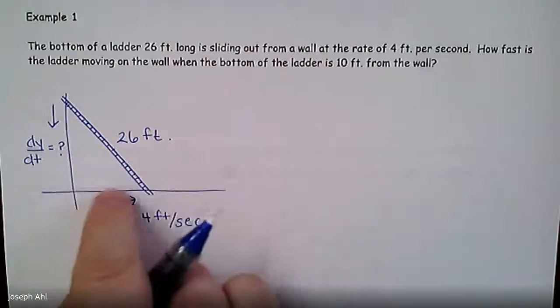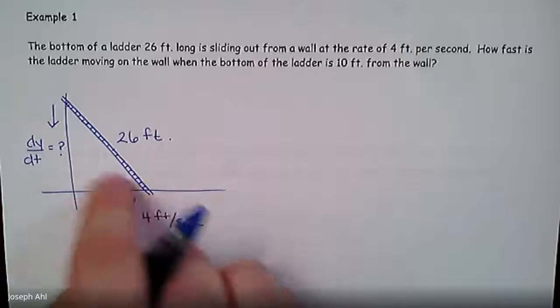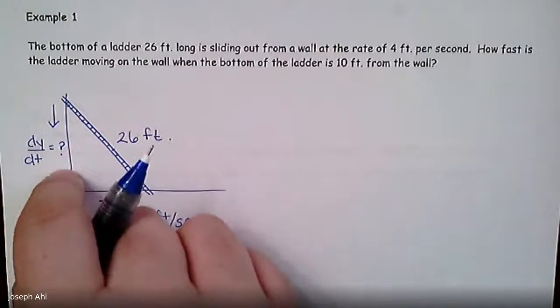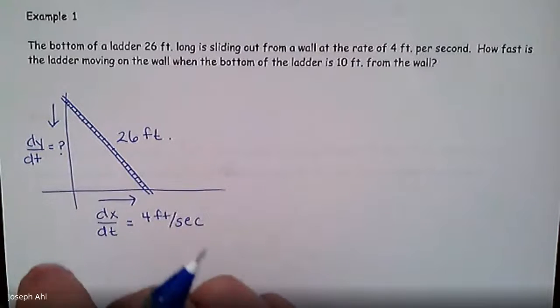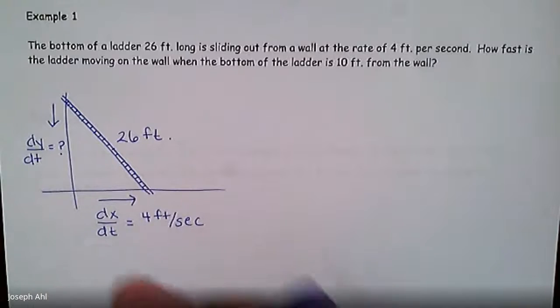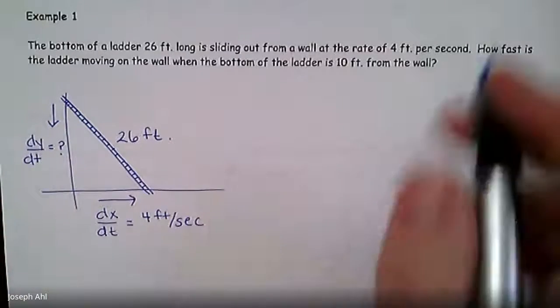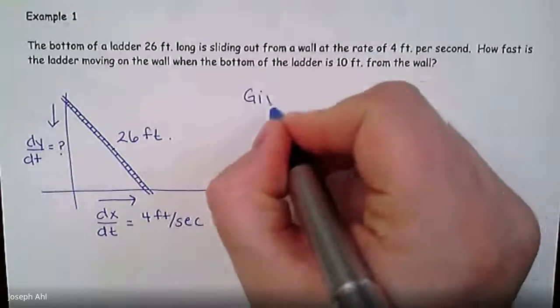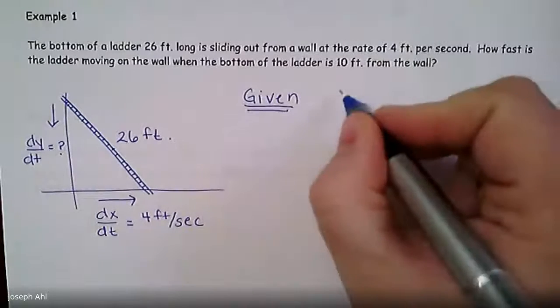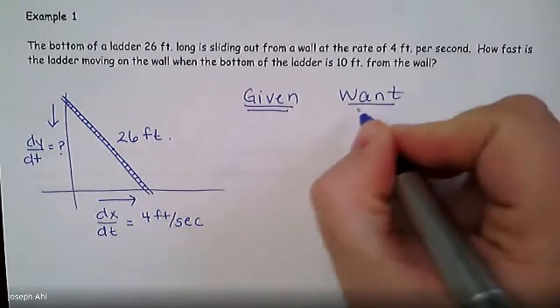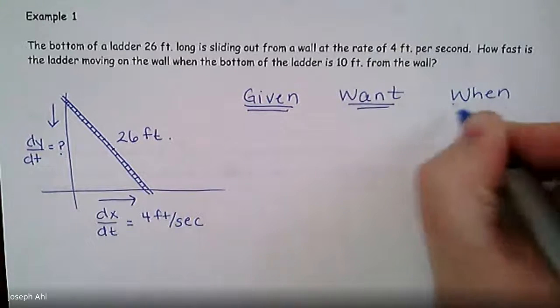Okay, so if the rate at which the ladder moves to the right is dx/dt, the rate at which it moves down the wall would then be defined as dy/dt. All right, I've written a lot of the information off to the side of the picture, but let's set it up in the format that I described, where we're going to write the given information, what we want, and when we want it.